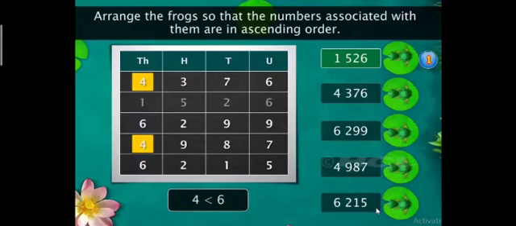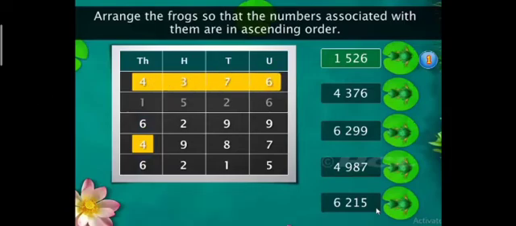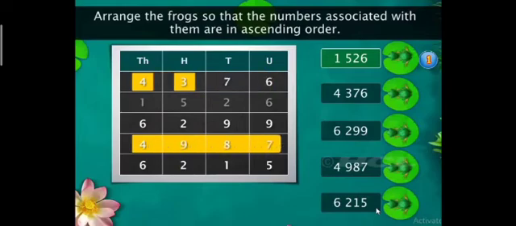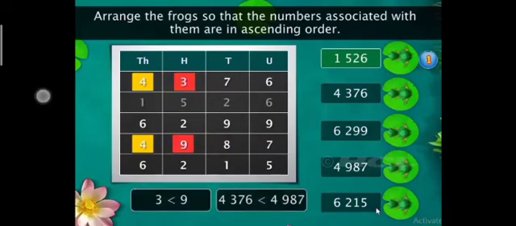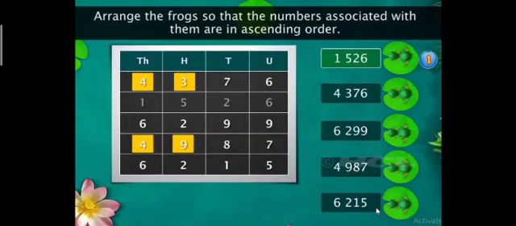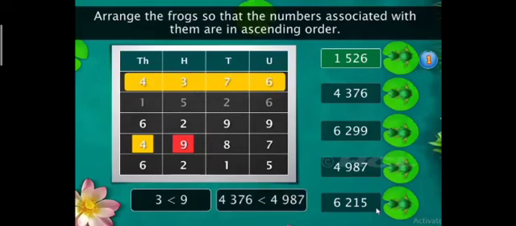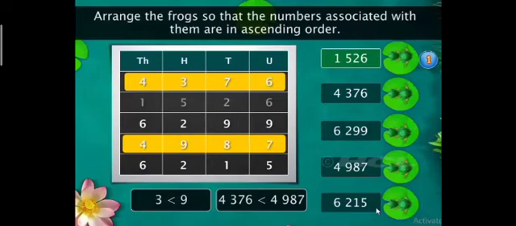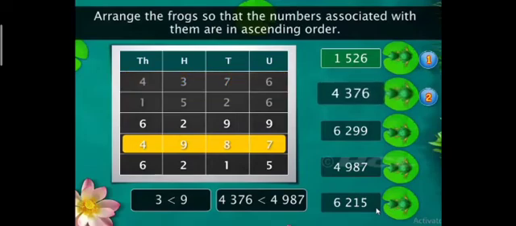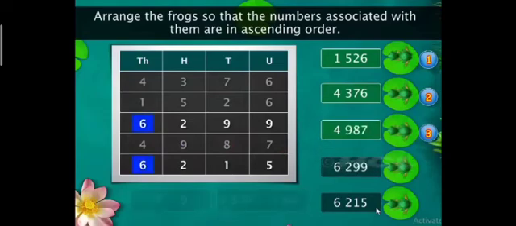So what do we have to do next? We have to check for hundreds place also. So here we can see we have 3 at hundreds place in 4376 and 9 at hundreds place in 4987. Now 3 is less than 9, so the number 4376 will be less than 4987. So in the sequence we will have 4376 at second place and 4987 at third place.